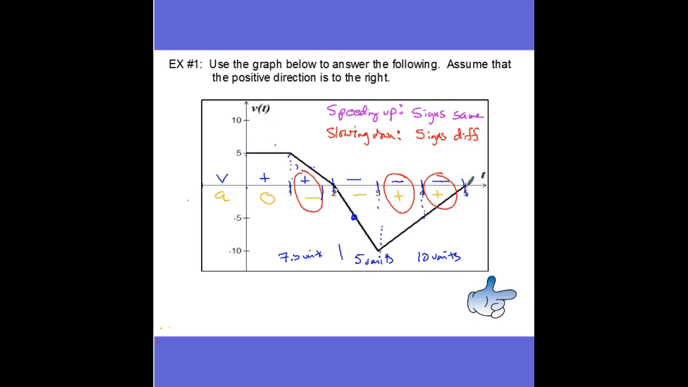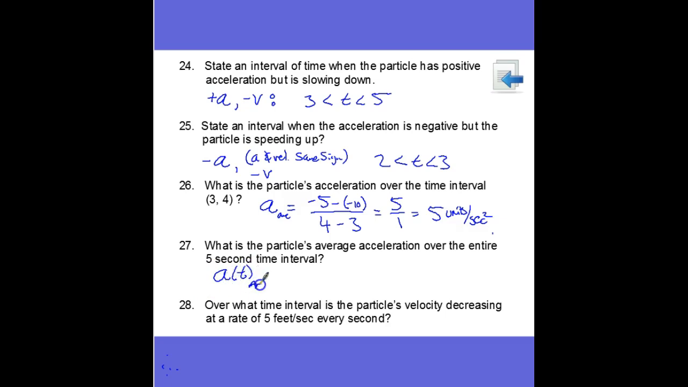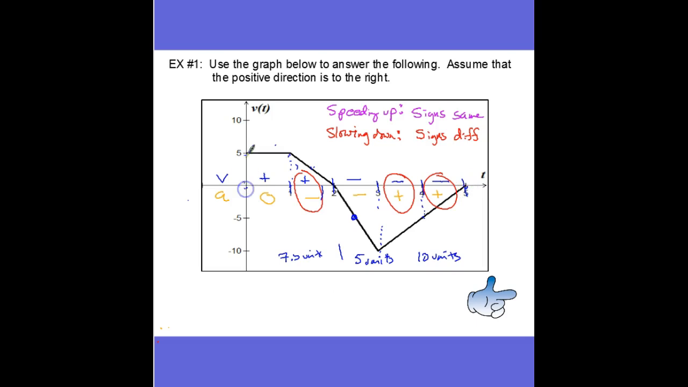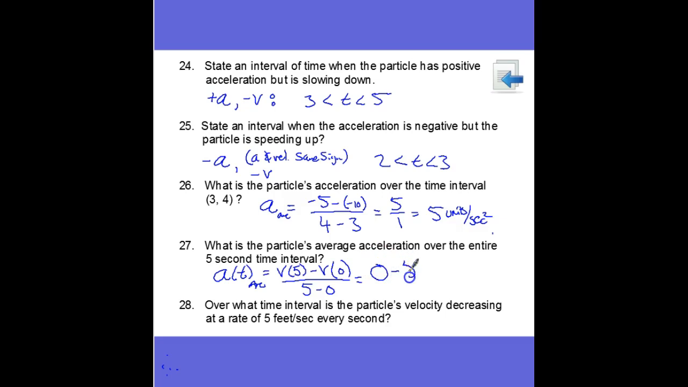So in terms of finding the average acceleration or average slope over this 5-second interval, I need to look at the difference in the velocities. The velocity at time t equals 5 and the velocity at time t equals 0. We'll subtract those, and then we'll divide by 5 seconds, and that will give us an average acceleration. So average acceleration is equal to v of 5 minus v of 0 divided by 5 minus 0. And so v of 5 is 0 and v of 0 is 5. So we have 0 minus 5 divided by 5, and this gives us -1 units per second squared.